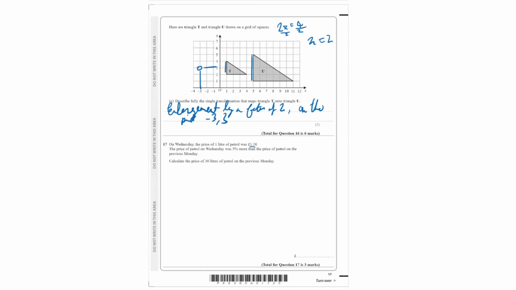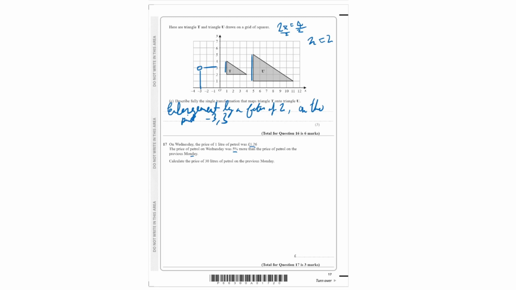Question 17. On Wednesday, the price of petrol was 1.26 pounds. The price of petrol on Wednesday was 5% more than the price of petrol on the previous Monday. Calculate the price of 30 liters of petrol on the previous Monday. So firstly, we have to calculate what the price of petrol per liter was on Monday. Then we can calculate for every 30 liters.